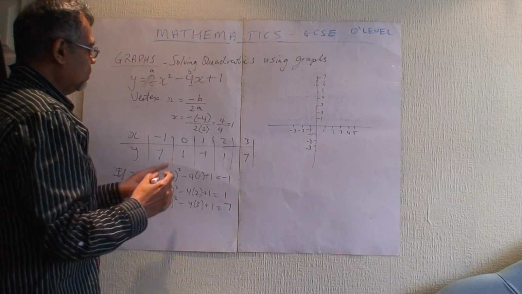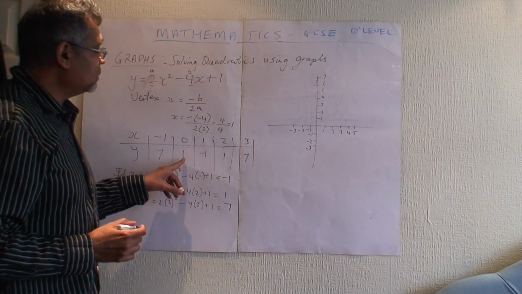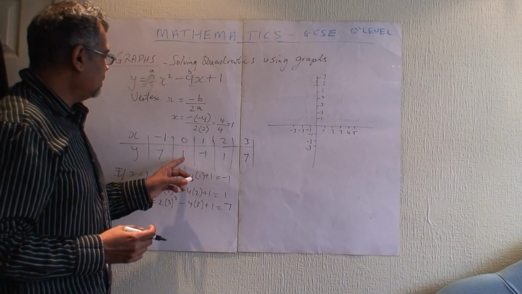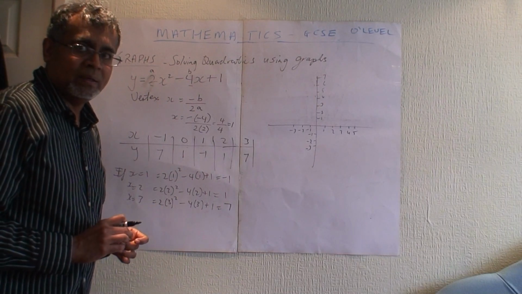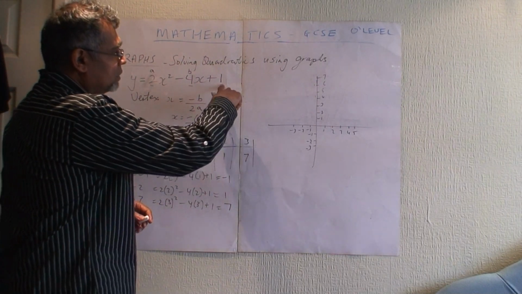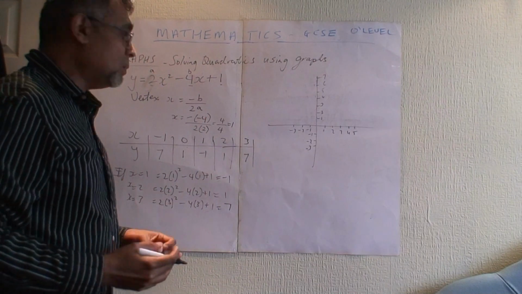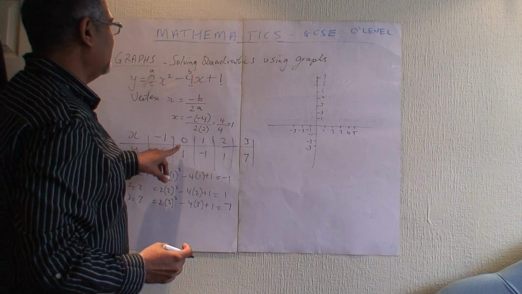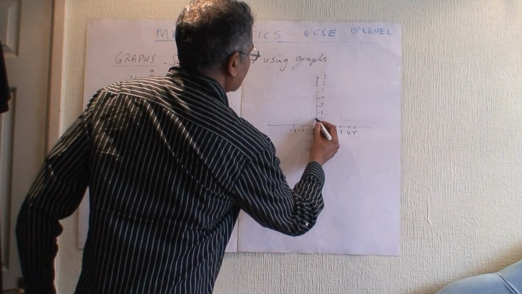it's important to note that when x is 0 and y is 1, this 1 is the y-intercept. It's where the curve cuts the y-axis. Looking at this formula, we see the positive 1, so we know that this 1 is the y-intercept. So if x is 0, y is 1, that's right here.